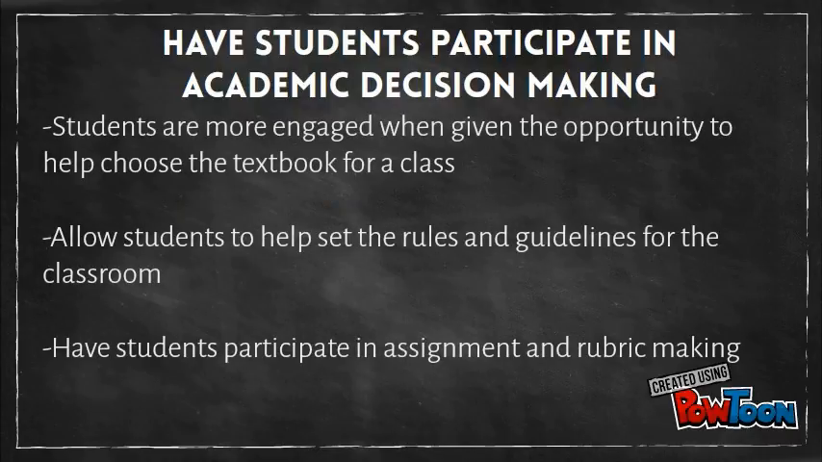In order to have students participate in academic decision-making, you could give them the opportunity to help choose a textbook for their class. This helps them become more engaged. You could also allow students to help set the rules and guidelines for the classroom, and to have students participate in assignment and rubric making.